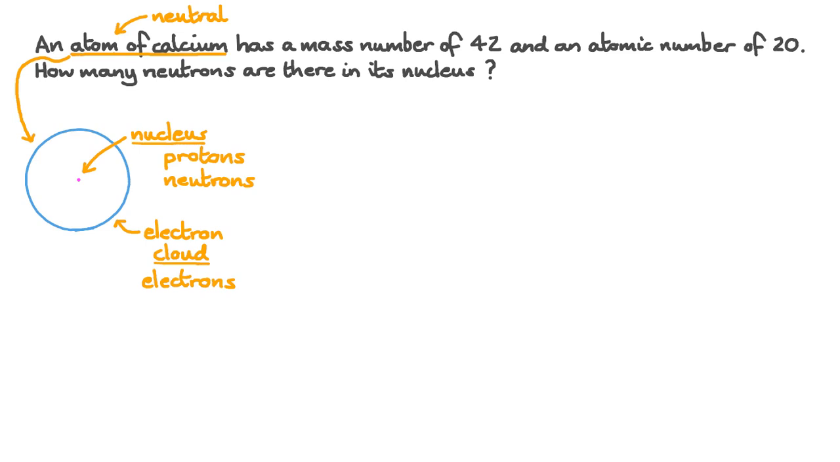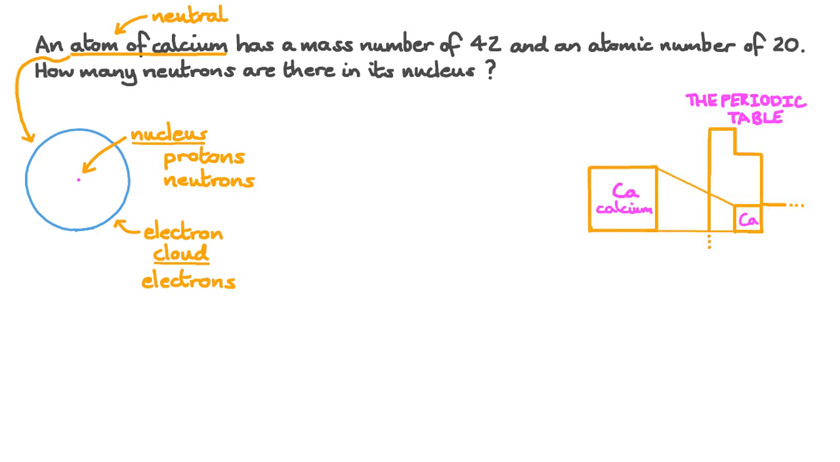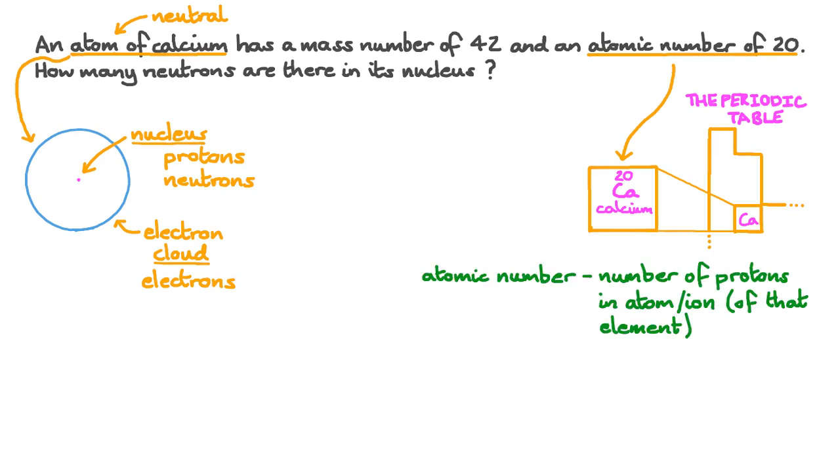The next thing we need to ask ourselves is, what do we mean by an atom of calcium? Calcium is the name of an element, and we can find information about calcium on the periodic table of elements. The first thing you might notice is that the number in the box for calcium is the same as the atomic number of the atom of calcium. The atomic number is simply the number of protons in an atom or ion of a particular element. So the first thing we realize is that we have 20 protons in our atom of calcium, and while it doesn't make a difference in this question, we also have 20 electrons.